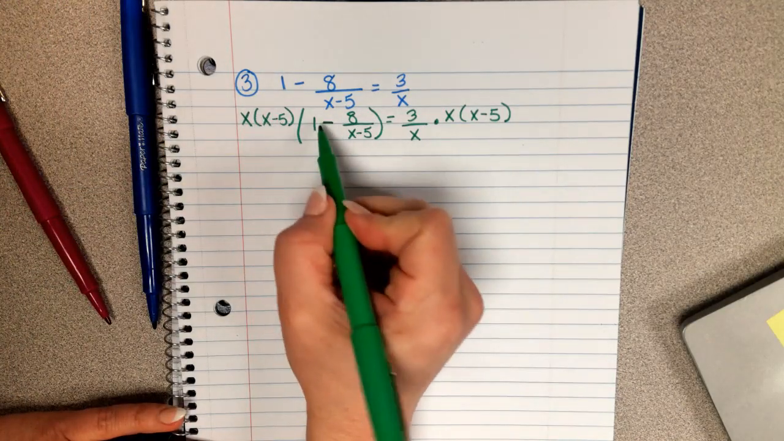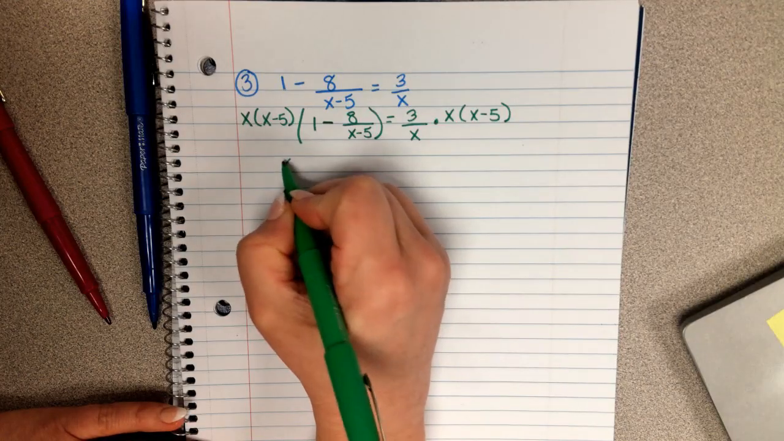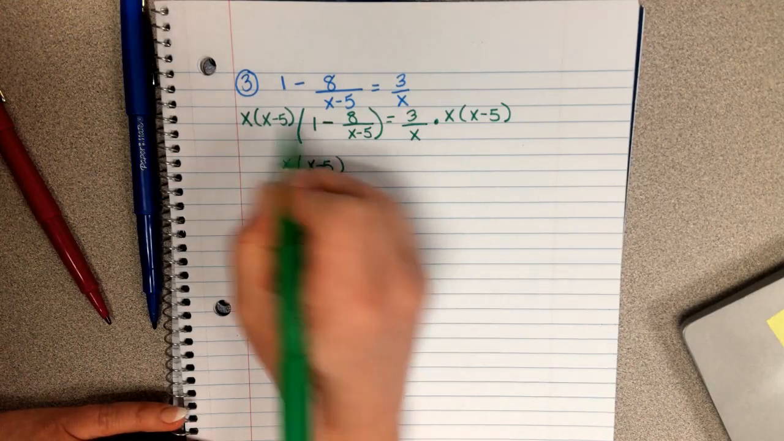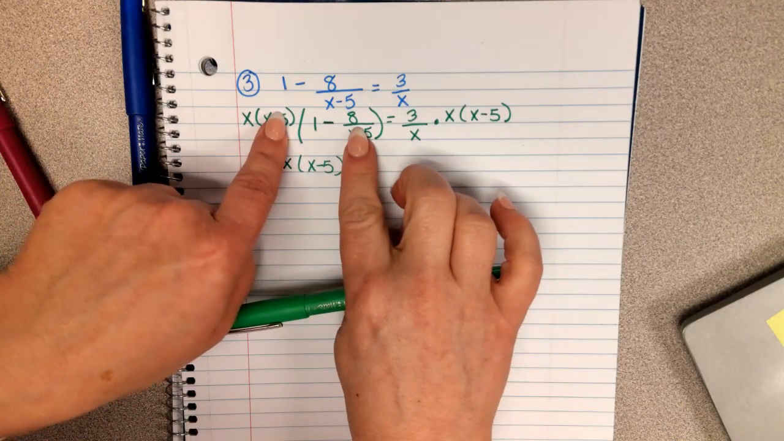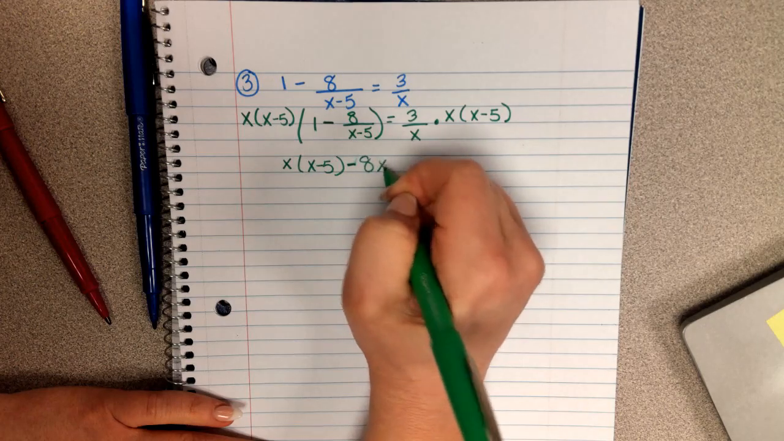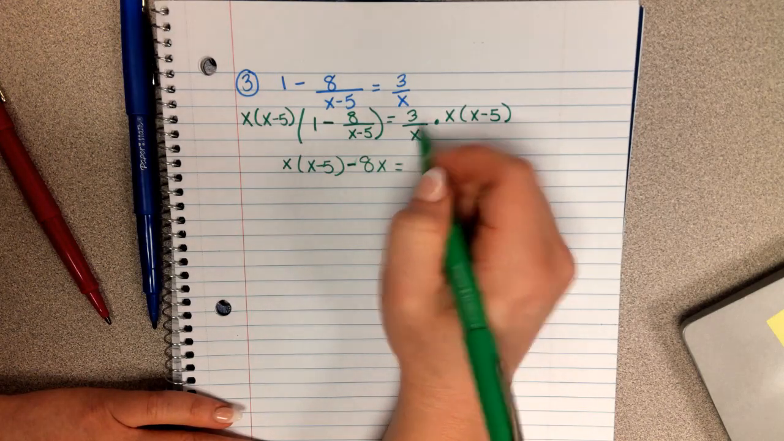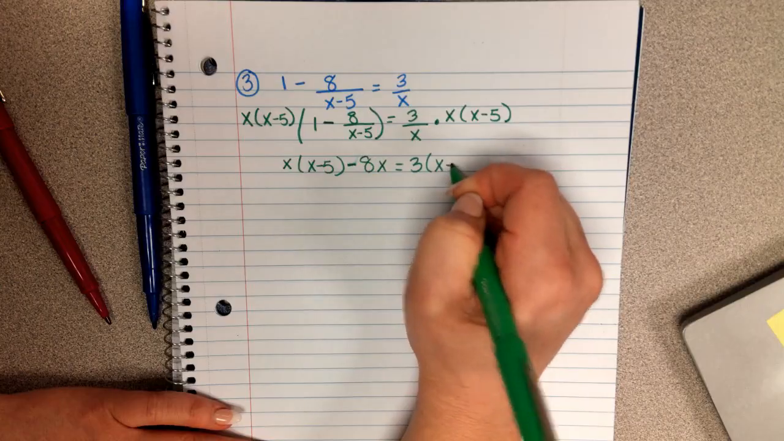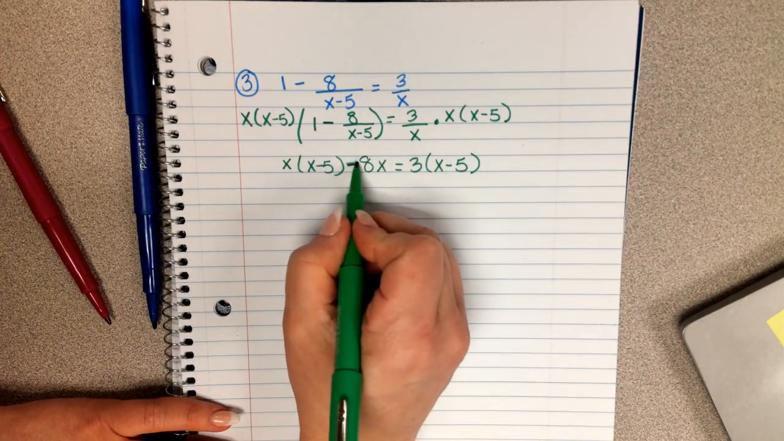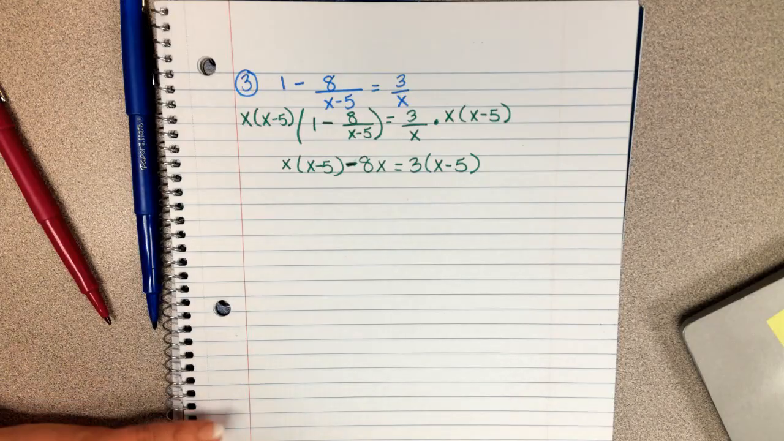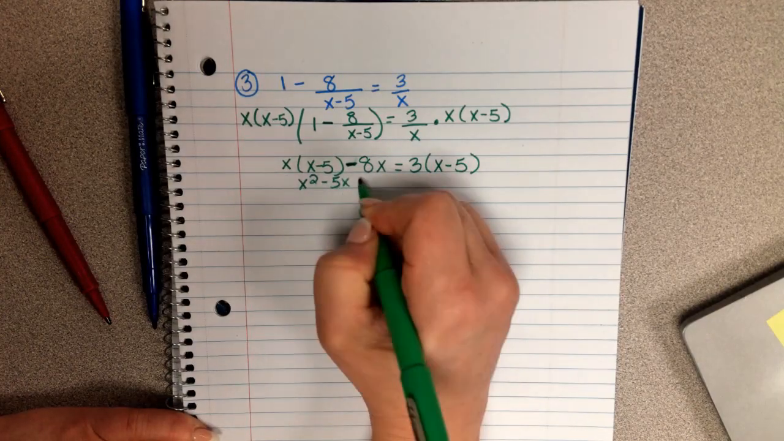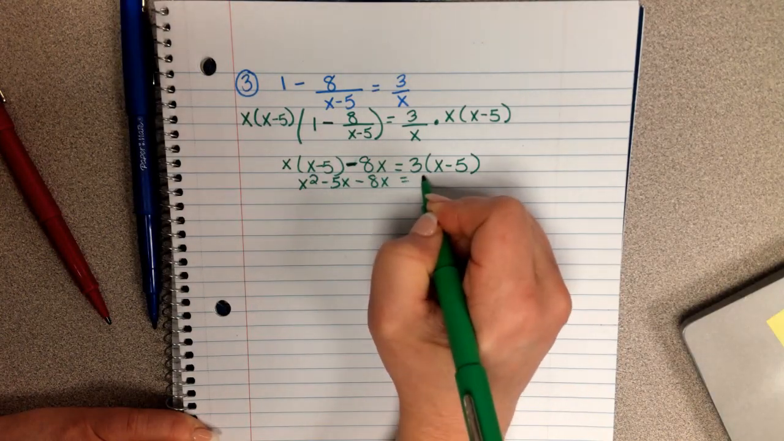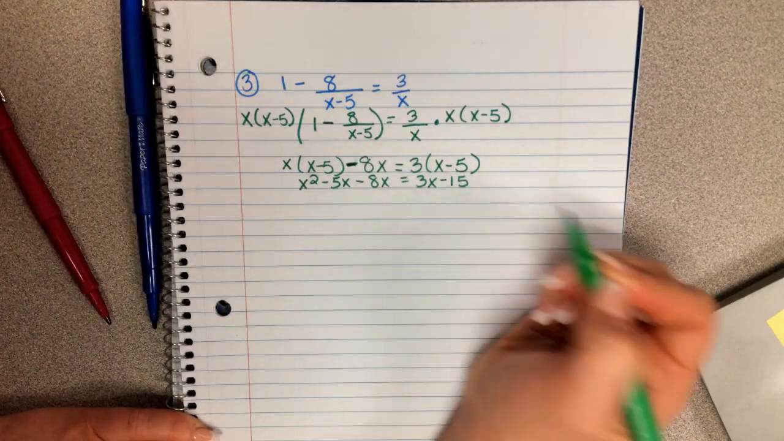Okay? Now, by doing that, don't forget to distribute. So if I distribute, I end up with x times x minus 5, because that times 1 would just be itself, minus the x minus 5's will cancel in this case, so I have 8x here, equals the x's will cancel out in this case, and I have 3 times x minus 5. Yeah, that's a minus sign right there. Okay? From there, I'm going to distribute to get rid of parentheses and then solve the equation. So I have x squared minus 5x minus 8x equals 3x minus 15.